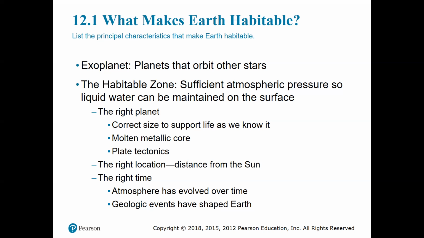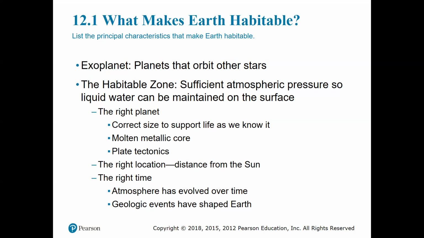The right time. Our atmosphere has developed over time. It was about 2.5 billion years ago that the atmosphere with free oxygen came into existence. And then we got hit by an asteroid about 6 miles in diameter, roughly 66 million years ago. And this wiped out the dinosaurs and made it where mammals could inhabit the Earth.